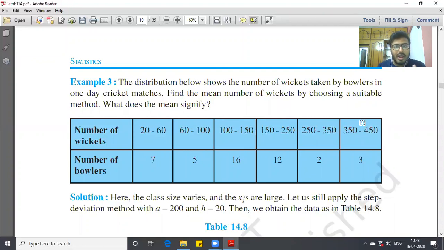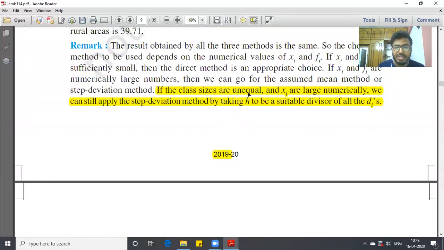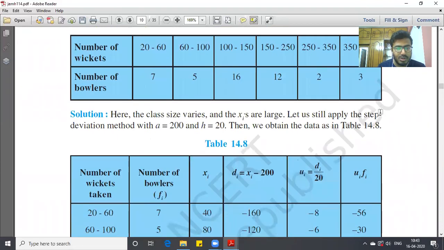Now you can see the class lengths are unequal. So what do you have to do when they are unequal? Just look before. If the class sizes are unequal and the xi are numerically large, we can apply the step deviation method, by taking h to be a suitable divisor of all the di's. You can take any suitable value of h. There is no specific h value; take whichever divides all of them. We will look into that in the answer.